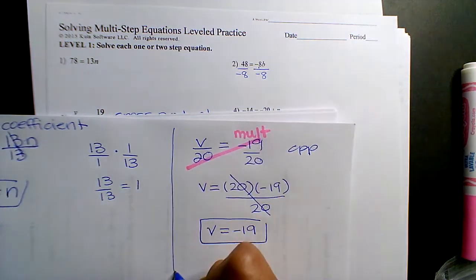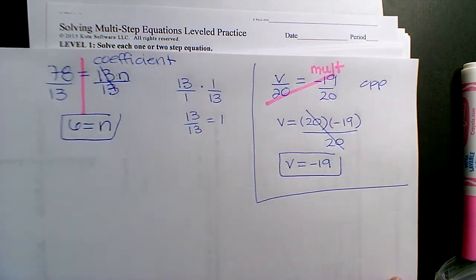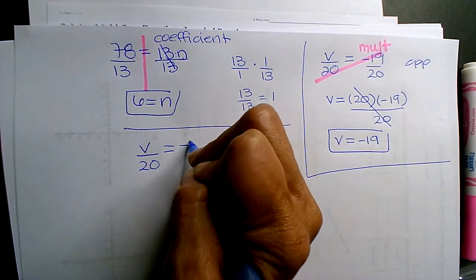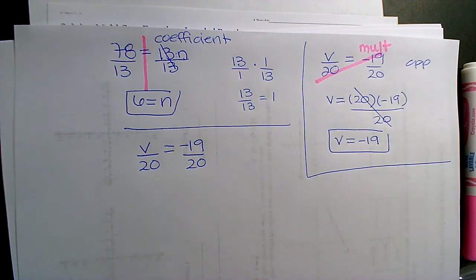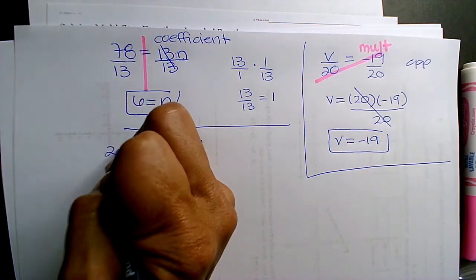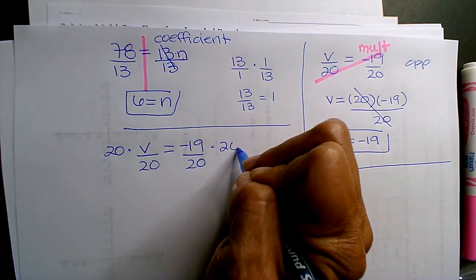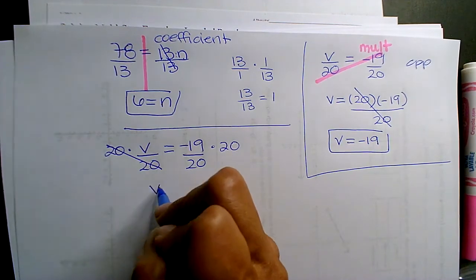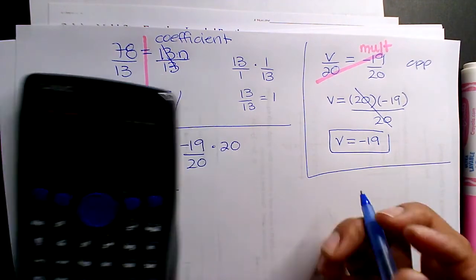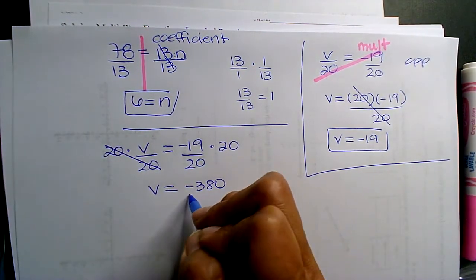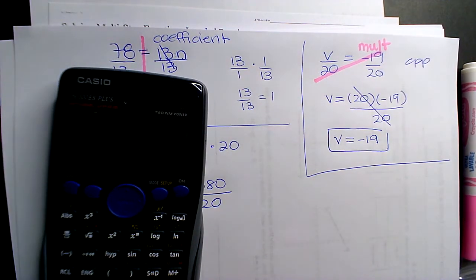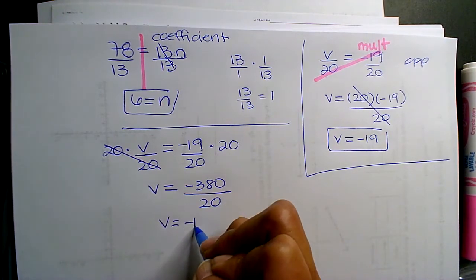But if you wanted, you can always do more work. So if you understand, what's the reciprocal of 1 over 20? 20 over 1. So you can multiply both sides by 20. V is equal to negative 19 times 20, which is negative 380 divided by 20. Negative 380 divided by 20 is negative 19.